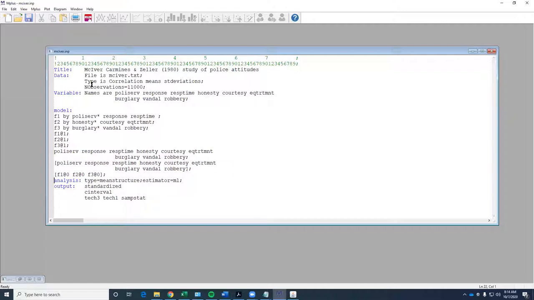The way I've set this up is I'm going to say the mean is in the model. I want you to generate some numbers for me. I want you to do maximum likelihood estimation. I want to see the standardized values. I would like to take a look at the confidence intervals for all the parameters in my model. And the tech three and tech one are going to give me the iteration history and where the fixed and free parameters are in my model. And I would also like to take a look at the sample statistics that I have. So that's the syntax. Are there any questions about that?